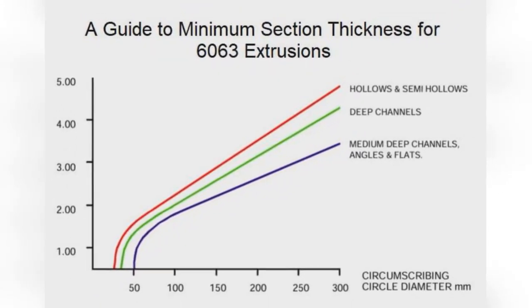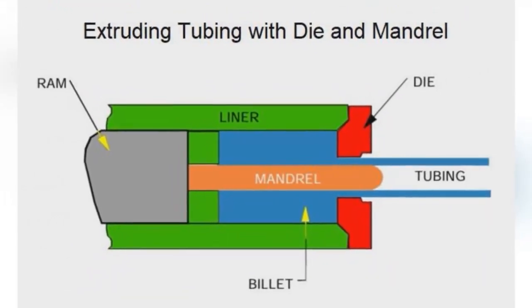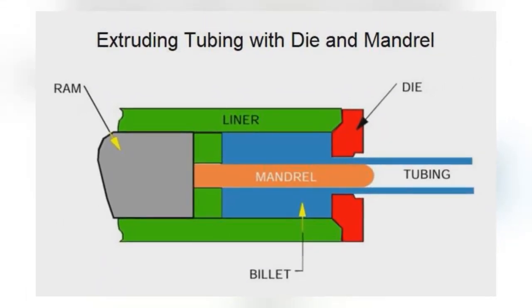Plants can produce both solid and hollow sections, but have different design philosophies for the dies. Simple hollow sections such as rounds, squares, and ovals can be produced from a hollow billet using a mandrel. Here, the product has a uniform structure across the section.